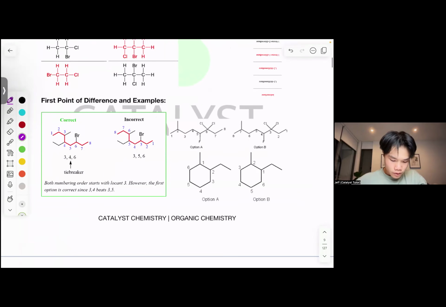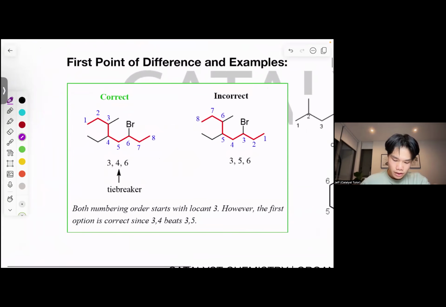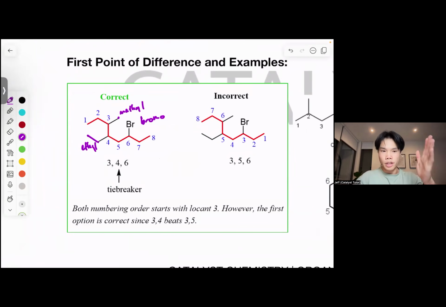Just an important point here. Whenever you have multiple of the same thing on the chain, or you have a lot of things on the chain, you always find the correct way to number from the first point of difference. So if we look at these two molecules and we're going to name them, we have a methyl here, and we have an ethyl here, as well as a bromo. When we name this alphabetically, it would be locant bromo, locant ethyl, locant methyl. And you find out the lowest possible numbering from the first point of difference.